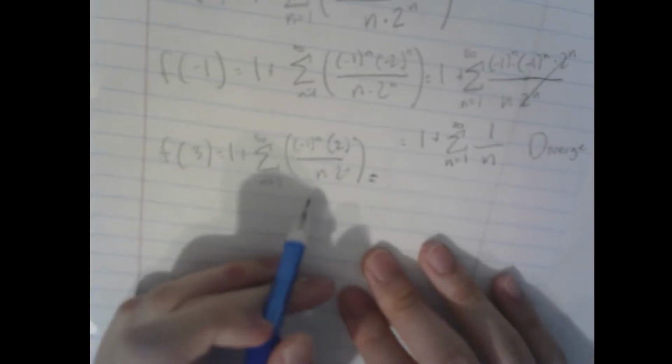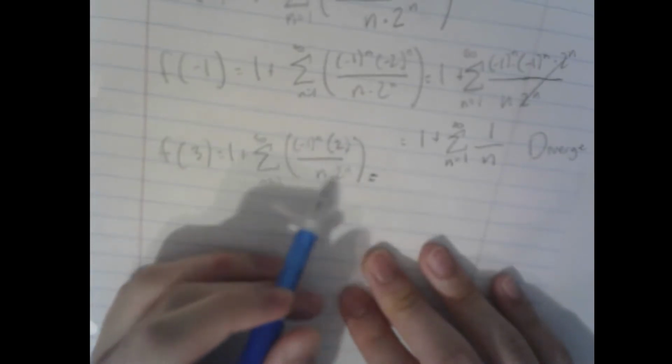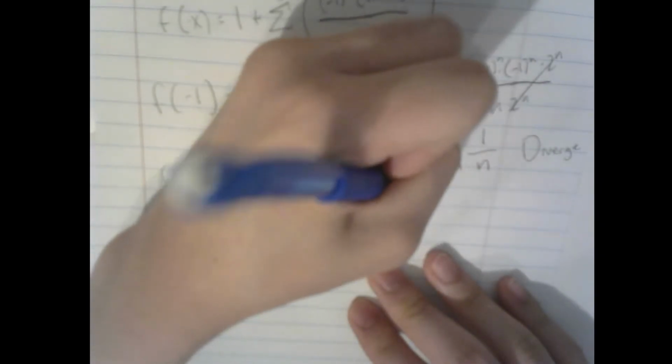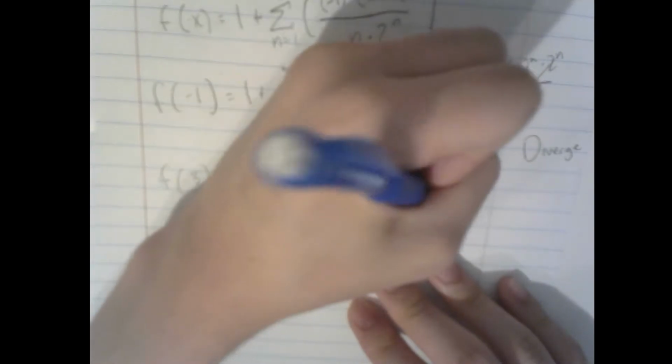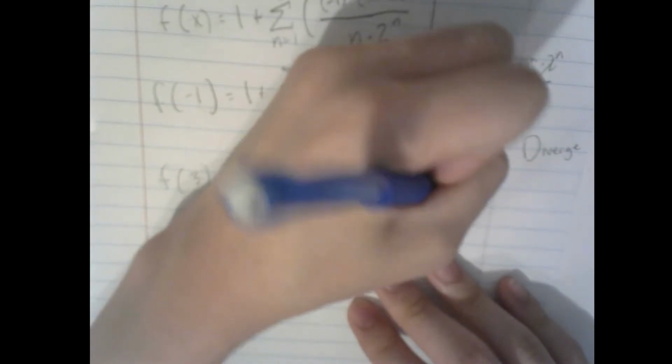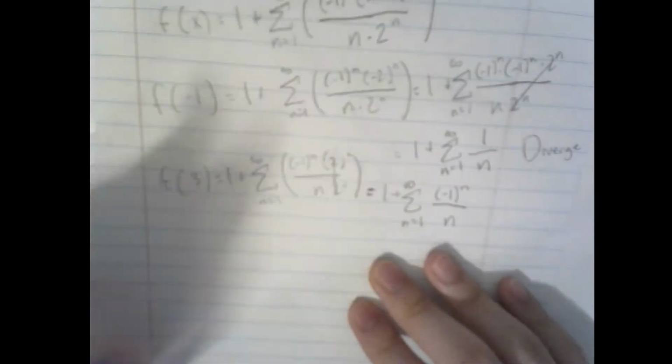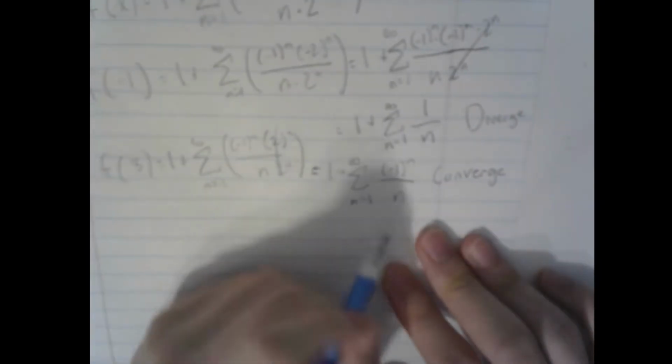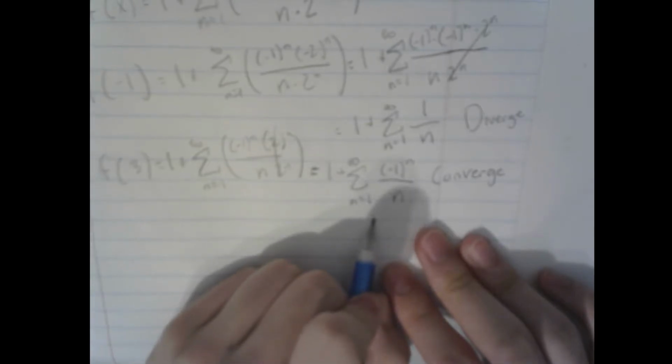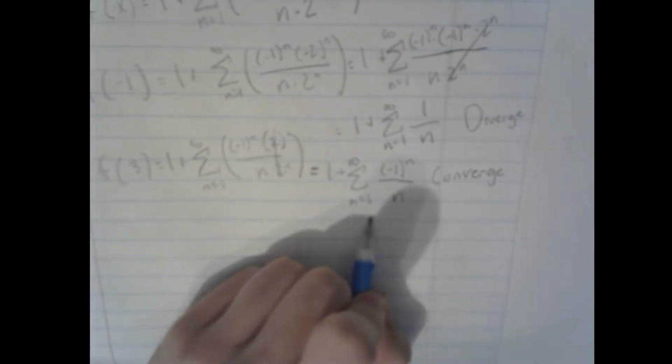As you can see, there's 2^n in the numerator and the denominator, so we're going to cancel that out. And we end up getting 1 plus the summation from 1 to infinity of (-1)^n over n. And this is going to converge. And we know this because this series is part of the alternating harmonic series.